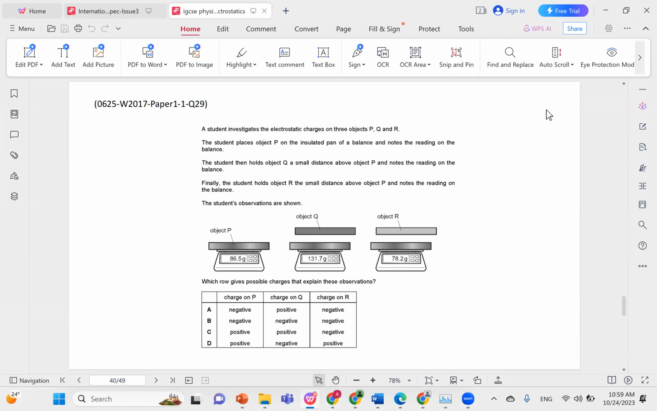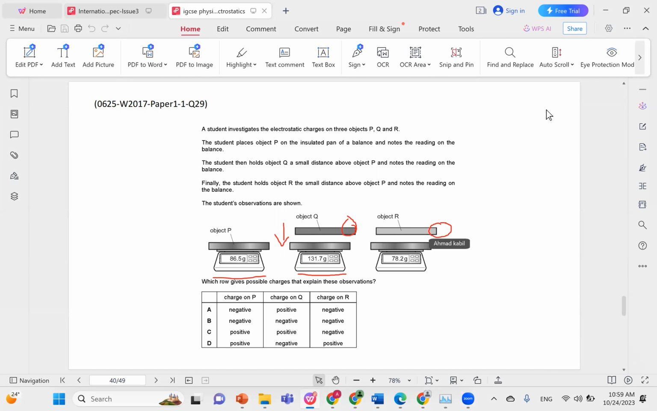So object P has a mass of 86.5 grams, as we can see. Here, the total mass increased, which means that there is a downward force affecting P. Bear in mind that we are holding object Q and object R in place.